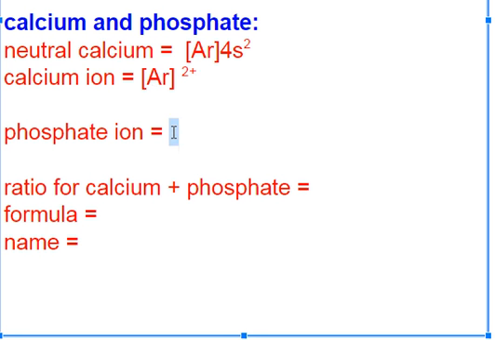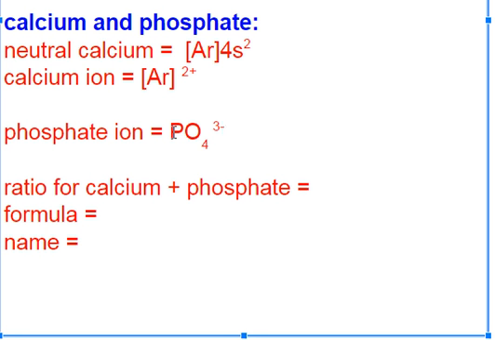And then the phosphate ion, you're not going to be asked to draw the noble gas configuration because it's a group. There's not a configuration because phosphate is PO4. It's a big group. So the group is PO4, and the charge on it is 3-.